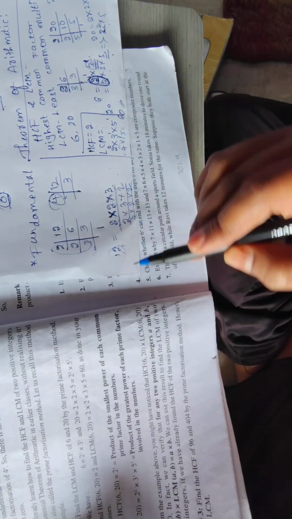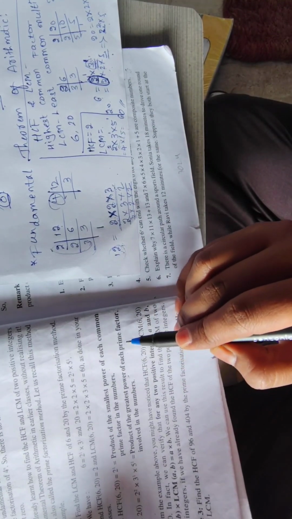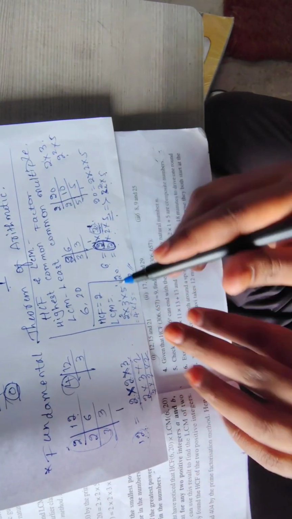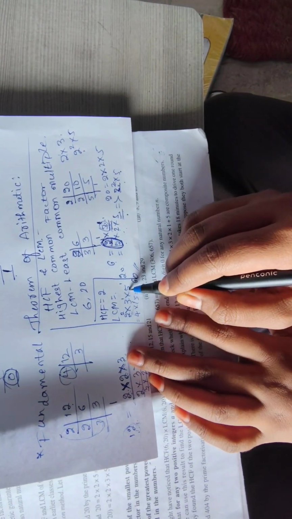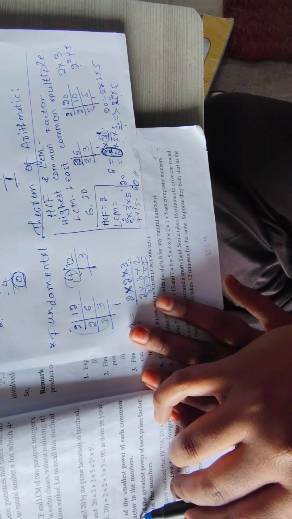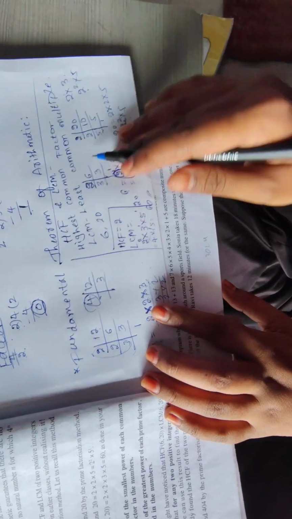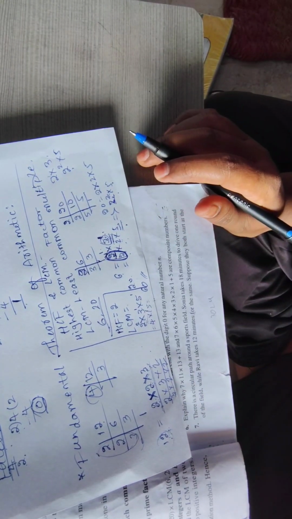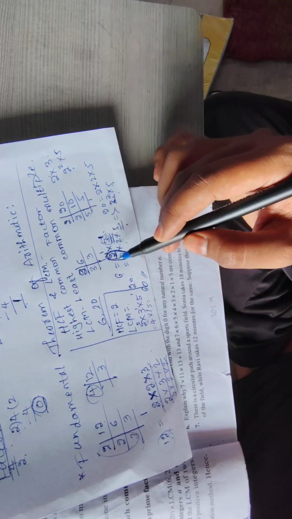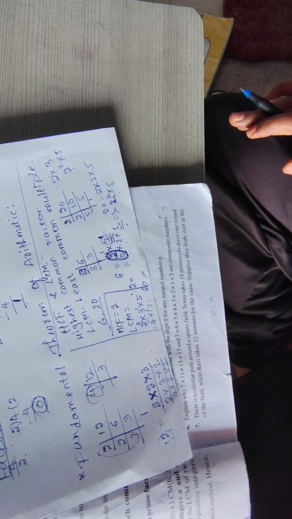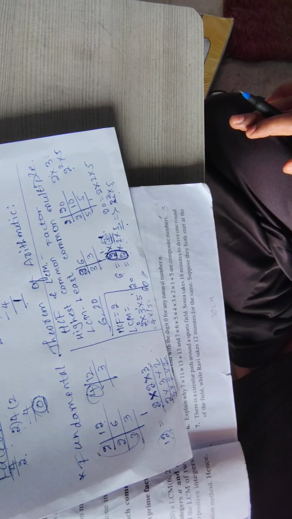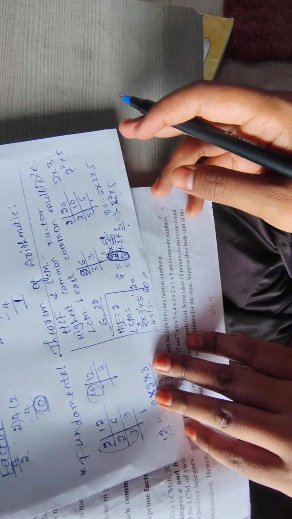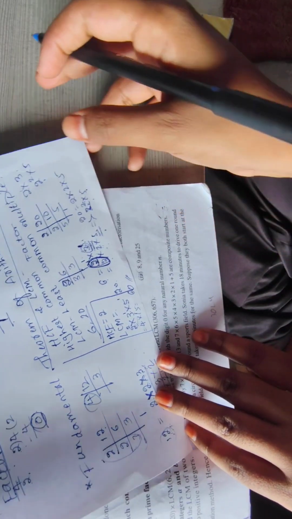This is LCM. You see children, product of the greatest power of each prime factor involved in these numbers. Each means every number you have to take. Here they are telling common. Common means it should be contained in both the numbers. If they give 2 numbers, it should be in both numbers. If they give 3 numbers, the factor should be a factor of all 3 numbers. That only you can take.